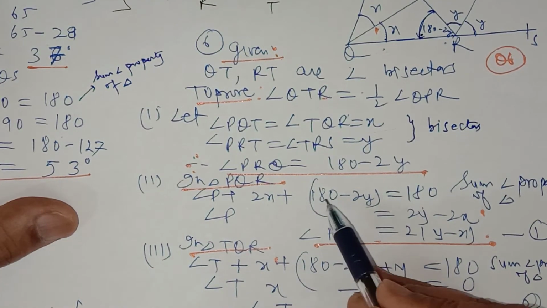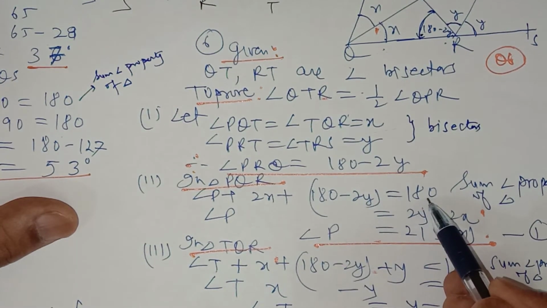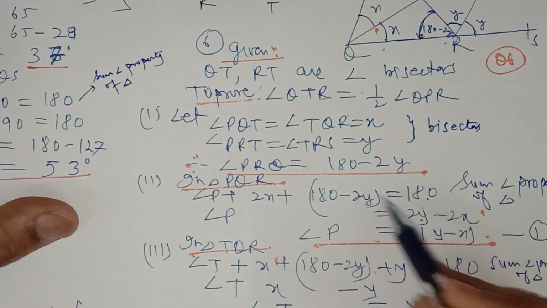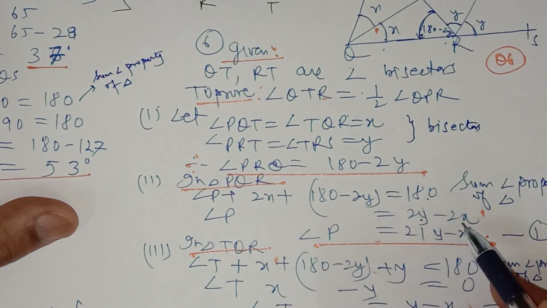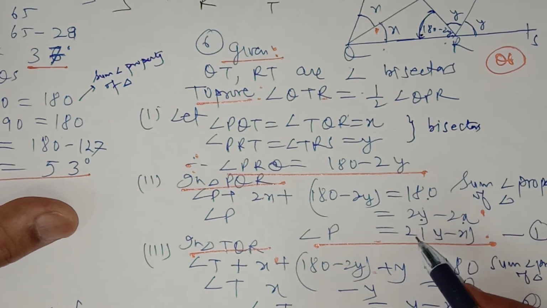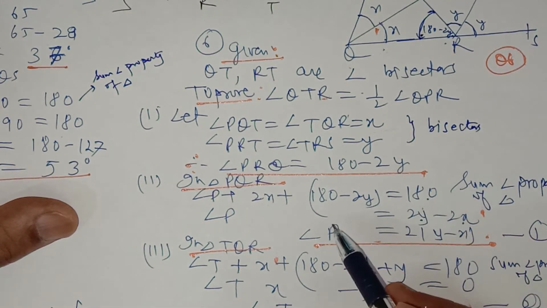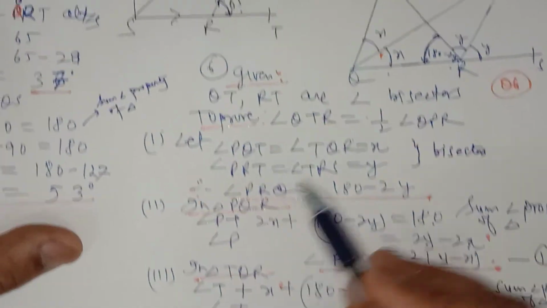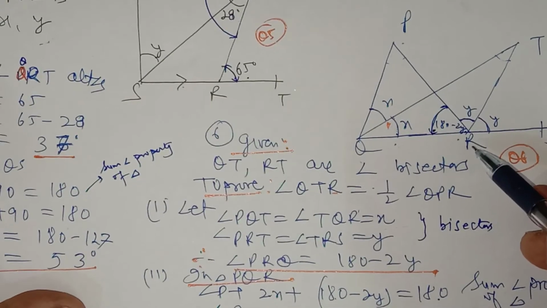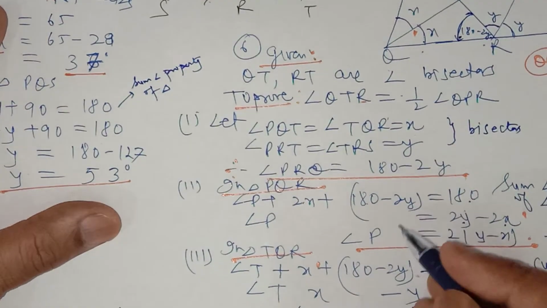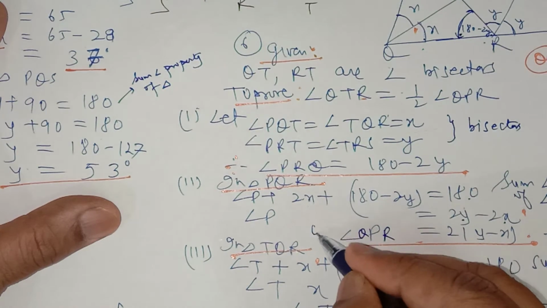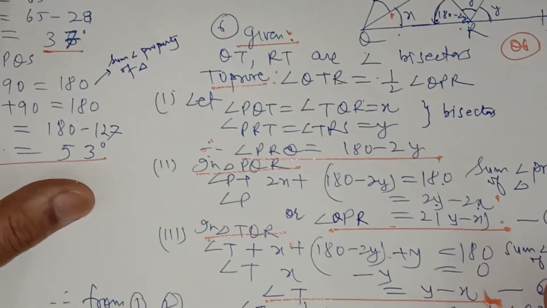Now 180 will be cancelled out with this 180 degrees. 2y comes to the right hand side, becomes positive. 2x comes to the right hand side, becomes negative. You can take 2 common, that is y minus x. So angle P comes out to be 2 times y minus x. Angle P, or we can say angle QPR, you can say.